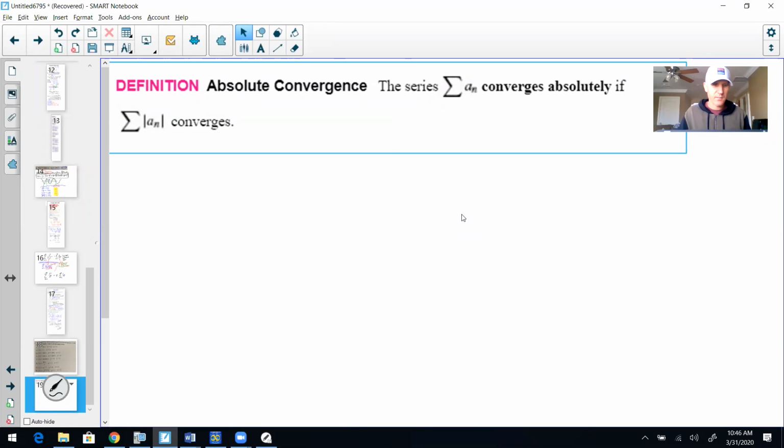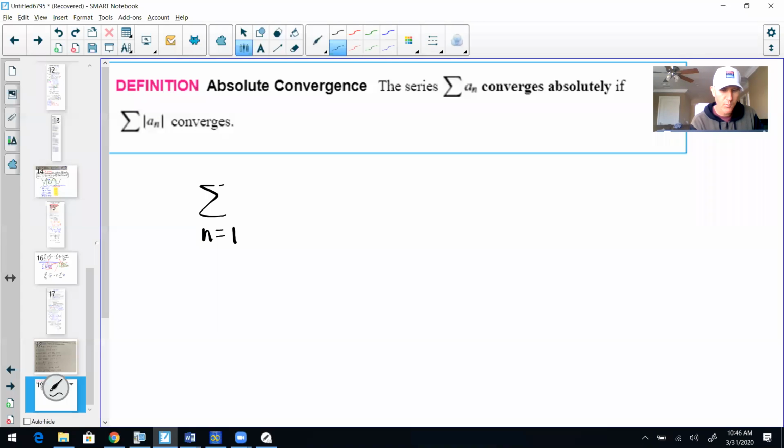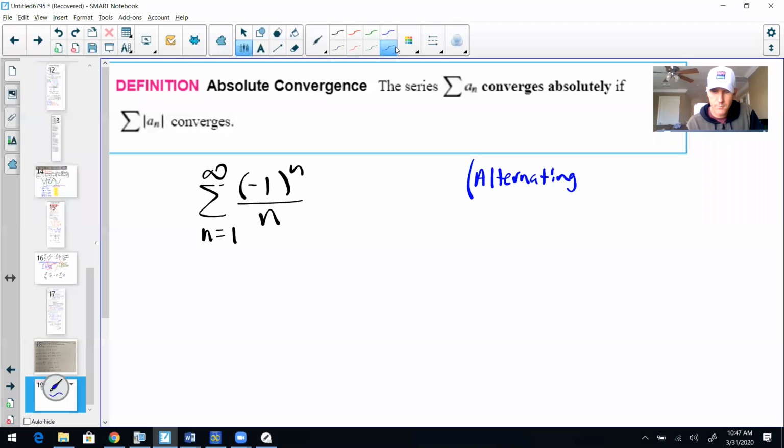So I'll give you an example. An example might be the summation as n goes from 1 to infinity of (-1)^n over n. Okay? So looking at this, it is called the alternating harmonic series. So let me just put that in, alternating harmonic series.